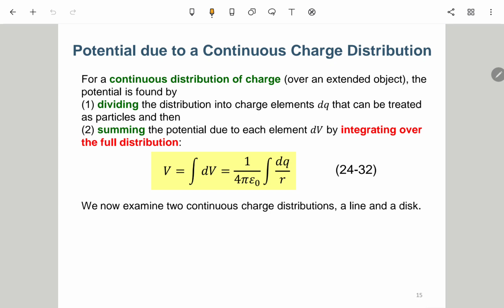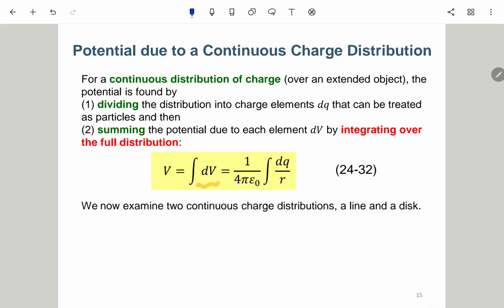But for the E field, as it is a vector field, we need to decompose the dE into different directions, and finally cancel some of the components and integrate the remaining components. Here, as long as the potential is a scalar field, we don't need to do the decomposition. So we just need to calculate the dV for different parts, and then finally we just add all of them together, and that's it.